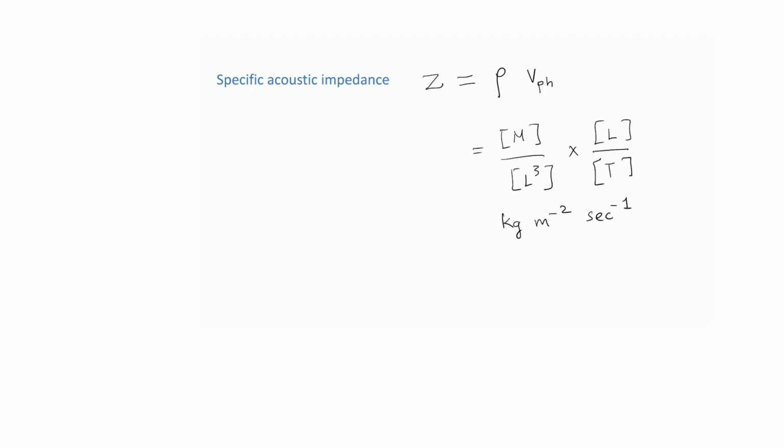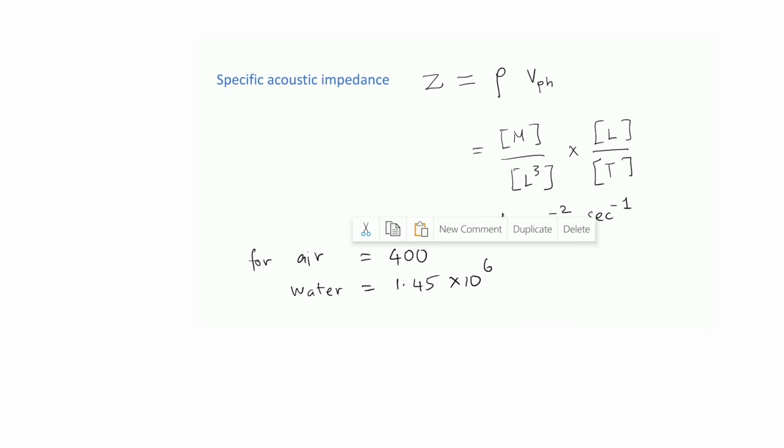So, typically whenever you see numbers quoted for specific acoustic impedance in SI units, it is in these units. For instance, the specific acoustic impedance for air is about 400 in these units, kg per meter square per second. And for the case of water, specific acoustic impedance is about 1.45 times 10 to the power 6, and it is again kg per meter square per second.